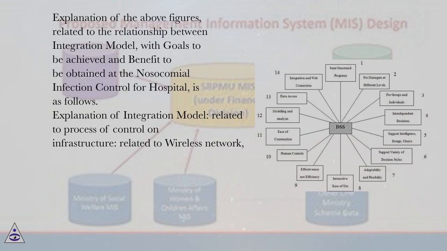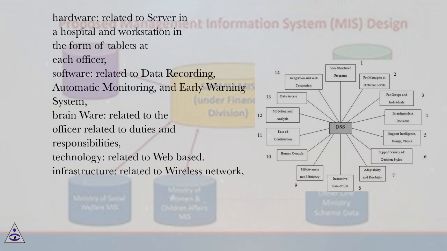Explanation of the above figures, related to the relationship between integration model, with goals to be achieved and benefit to be obtained at the nosocomial infection control for hospital, is as follows. Explanation of integration model, related to process of control on infrastructure, related to wireless network. Hardware, related to server in a hospital and workstation in the form of tablets at each officer. Software, related to data recording, automatic monitoring, and early warning system. Brainware, related to the officer related to duties and responsibilities.